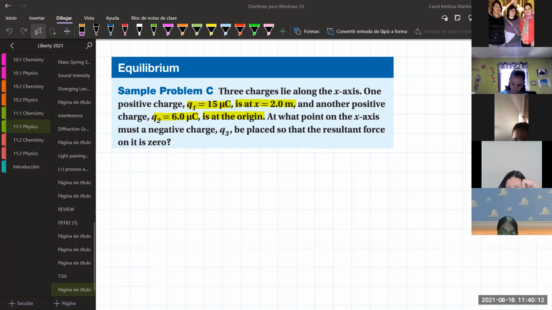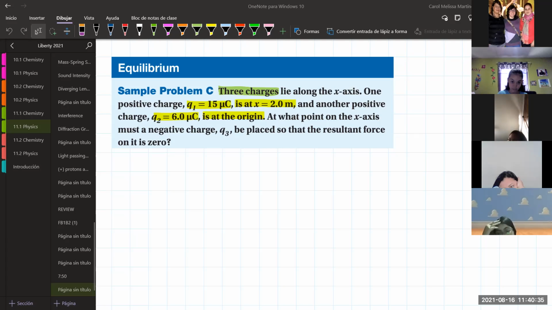The problem says three charges, okay? Three charges. There's missing one charge, okay? So, at what point on the x-axis must a negative charge, Q3, be placed so that the resultant force on it is 0?